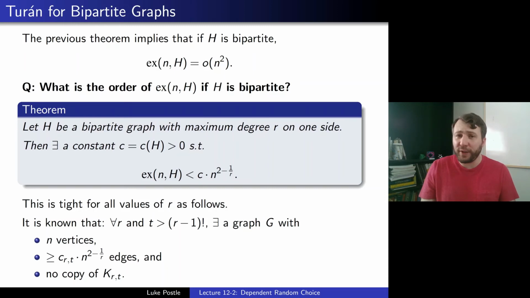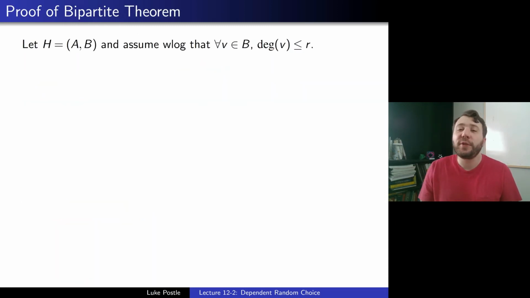How are we going to prove it? We're going to use our dependent random choice lemma, of course. So here's how the proof goes. We'll let H equal (A, B), a bipartite graph, and we'll assume without loss of generality that for every vertex in B, the degree of v is at most R. So we had one side with small degrees, and we'll assume that side is B.